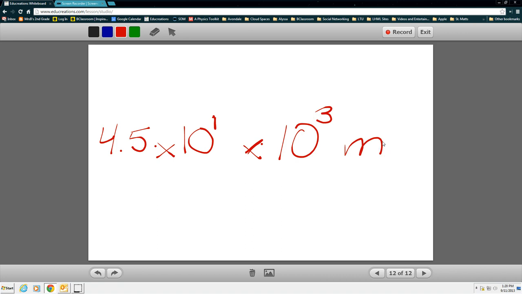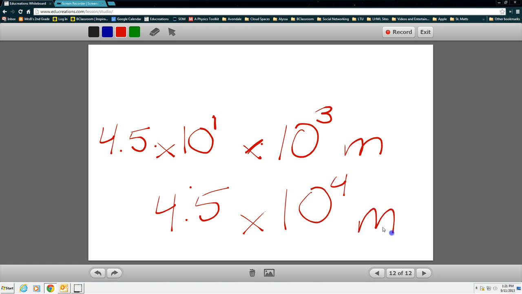Now, how many of you have taken algebra? Okay, you've almost all taken algebra. You know that when you multiply two numbers that have the same base, what do you do with the exponents? Say it louder. You add them! Yeah! It's easy! You just add them. So, in this particular situation, my 1 plus my 3 becomes a 4. 4.5 times 10 to the fourth meters would be my answer.